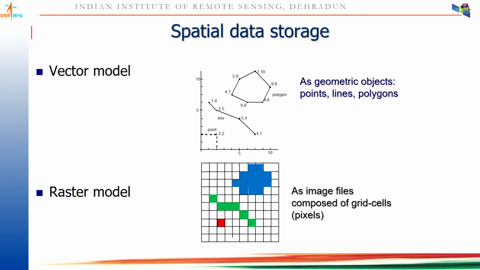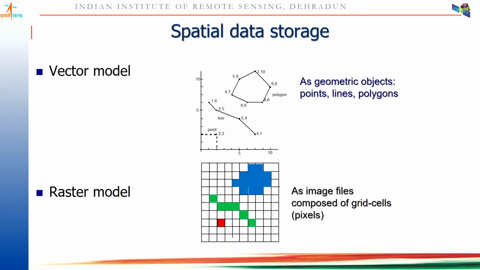The other data model which is in practice is called raster data model. It is an image file composed of grid cells which are known as pixels. These examples are shown here. Wherever the object is available, that particular pixel will be occupied with the value of that object. If you take the example here, the typical satellite imagery that we capture is in the form of raster image or raster data. If you are digitizing the road network or the building footprints of your area of interest, that will be in the vector data model.